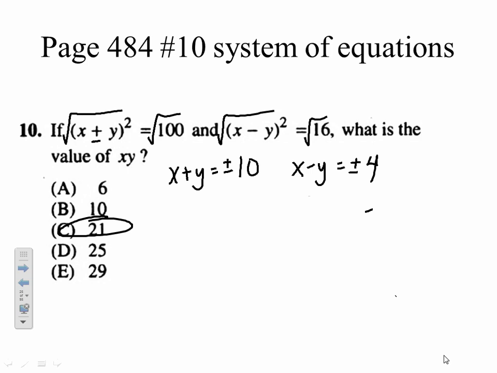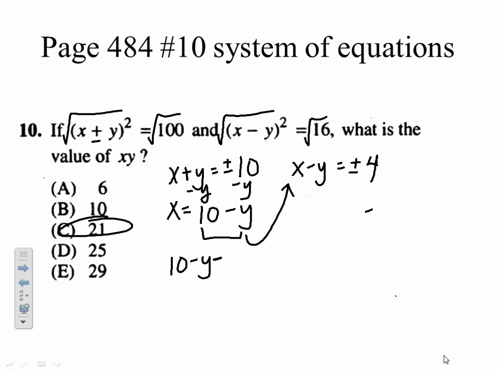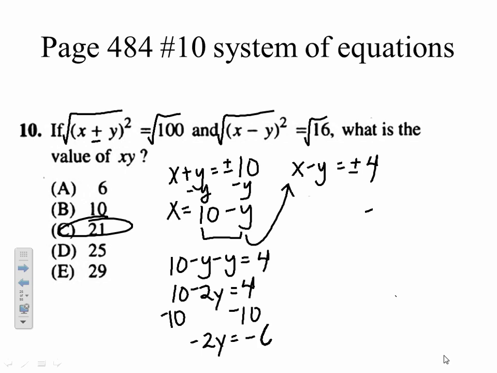Okay, so if you wanted to express one variable in terms of the other variable, you'd subtract y on each side. So x equals 10 minus y. And then you'd plug that in to your other equation as your x value. So (10 − y) − y equals 4. So 10 minus 2y equals 4, and then subtract 10 from each side. So then you get negative 2y equals negative 6. So y equals 3 when you divide on each side.